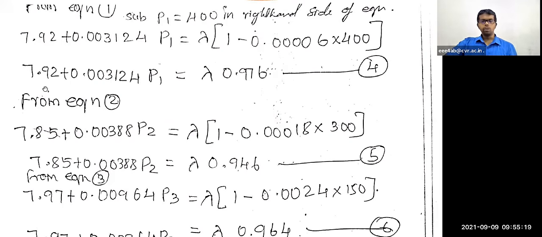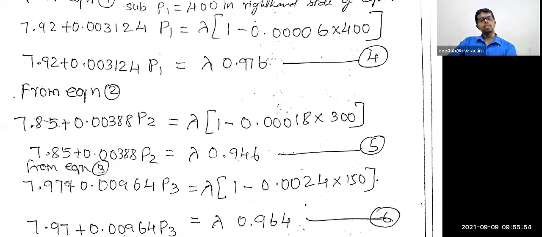Similarly, from equation number 2, which we already formulated, we substitute P2 equal to 300 megawatt. So here you write: substituting 300 megawatt in the right hand side of equation number 2. We substitute, find the answer, and simplify further. Take this as equation number 5. Simple, your scientific calculator will do all this.